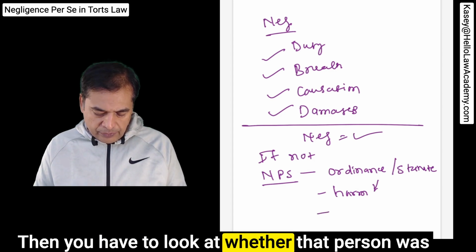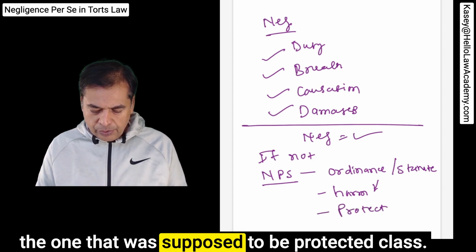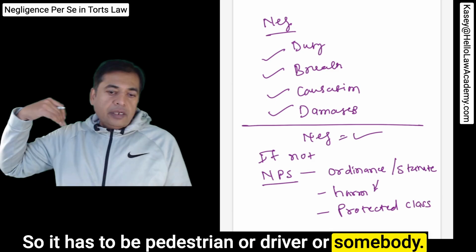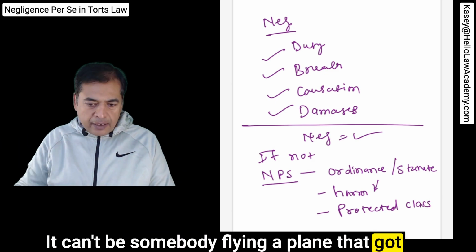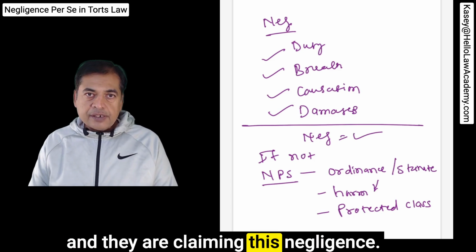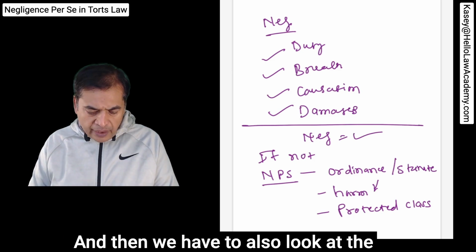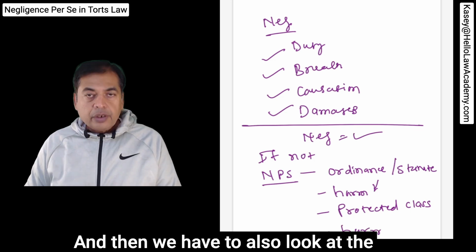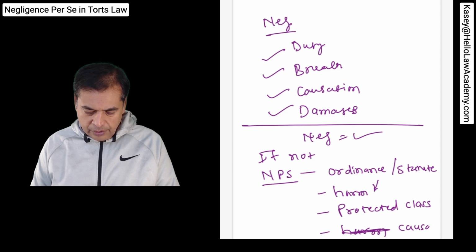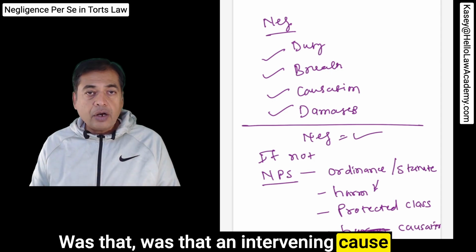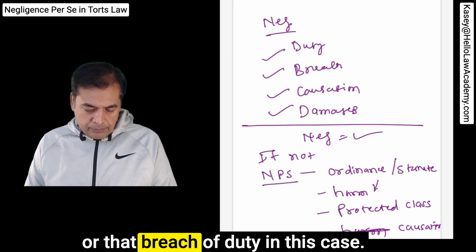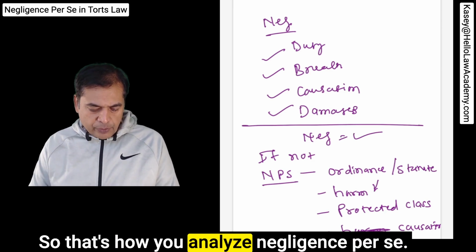Then you have to look at whether that person was in the protected class. So it has to be a pedestrian or driver or somebody. It can't be somebody flying a plane that got affected somehow by this road accident and is claiming negligence per se. No, it doesn't make sense. And then we have to also look at the causation, not the harm, but the causation. Was it an intervening cause, or what actually caused that accident or that breach of duty in this case? So that's how you analyze negligence per se.